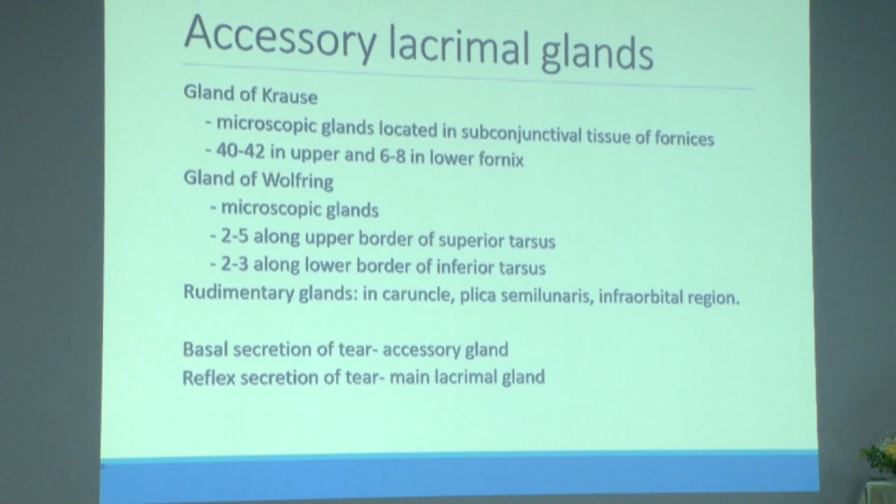The glands of Wolfring are again microscopic glands. There are 2 to 5 at the upper border of the superior tarsus and 2 to 3 at the lower border of the inferior tarsus. There are also other rudimentary glands that can secrete some aqueous part in the caruncle, in the plica, and in the infraorbital region. So basal secretion of tears is by the accessory glands, and reflex secretion is by the main lacrimal gland.